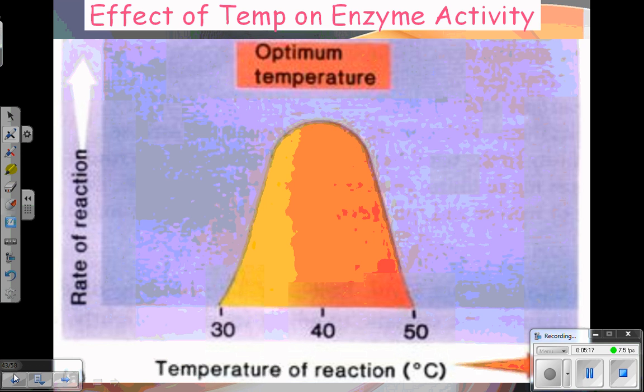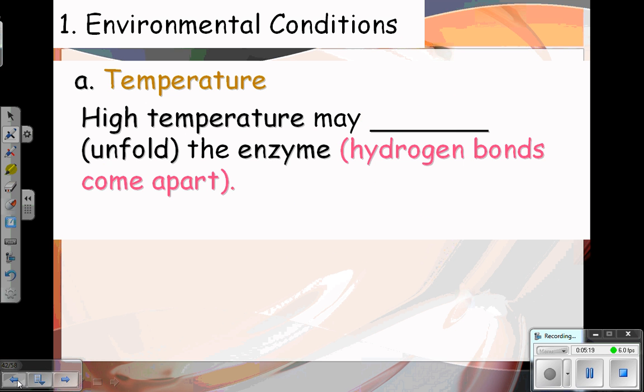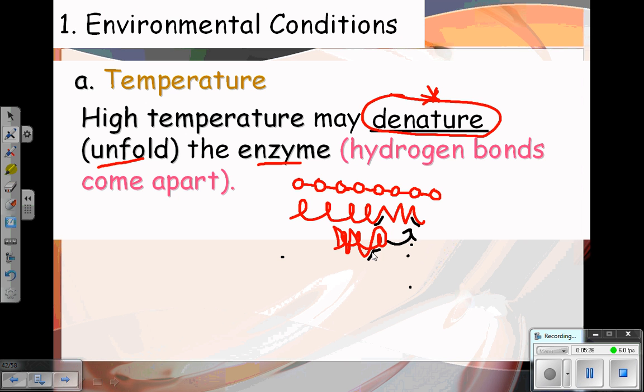All right, let's go backwards. Oh, now my picture's gone. Wait a minute. There's my picture.